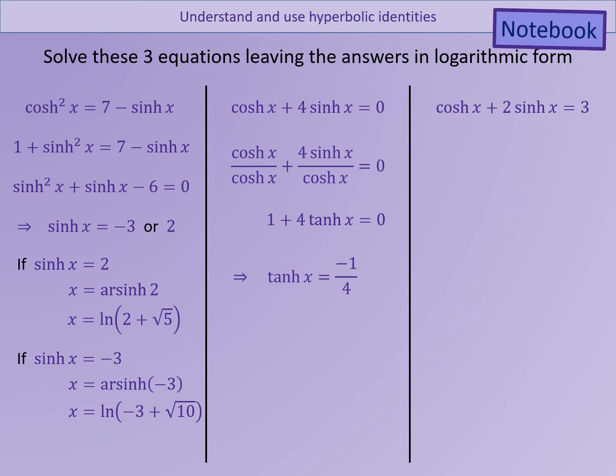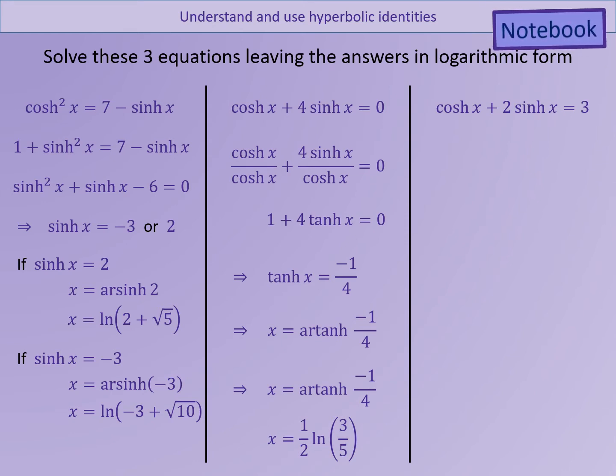Again, we would need to sketch the graph of tanh x just to make sure that tanh x could equal minus a quarter, that y could actually be that value, and it can. We would then use the logarithmic form of inverse tanh of x, and we would substitute in minus a quarter for the x values. Substituting this in and simplifying down would lead us to a half ln 3/5. You may want to work through this just to make sure you understand exactly where these values have come from.